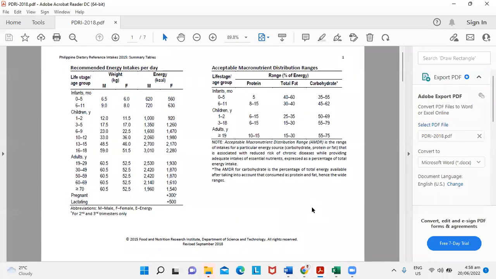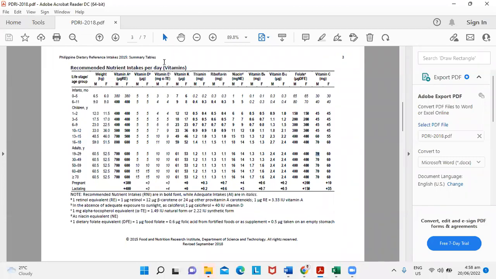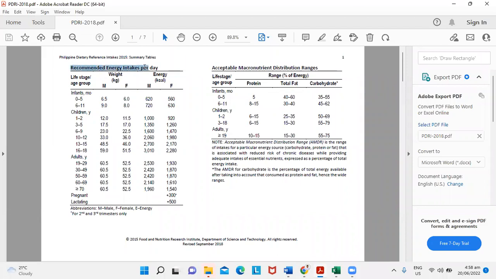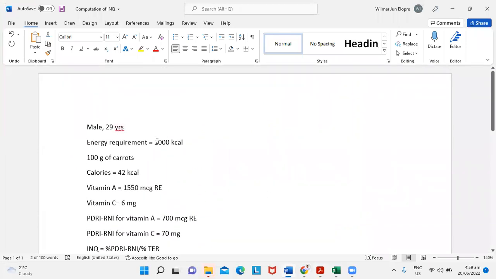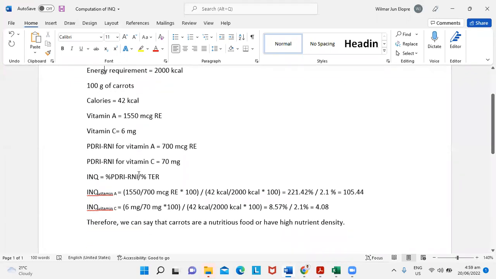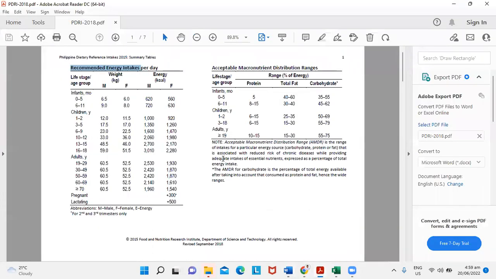So again, unsa ning REI? Mura ra siya energy equivalent sa RNI. Okay, kani recommended energy intakes, REI. Okay, so pwede nga during the exam, mag give ko og TR without basing sa PDRI, but pwede sad nga if walay given nga TR, then you have to check the REI in the PDRI. So in this particular example, naghatag na kog energy requirement daan, so you don't need to check the PDRI. But for example, in the exam, if wala ko naghatag og energy requirement, then aha ninyo makuha ang energy requirement sa REI sa PDRI.